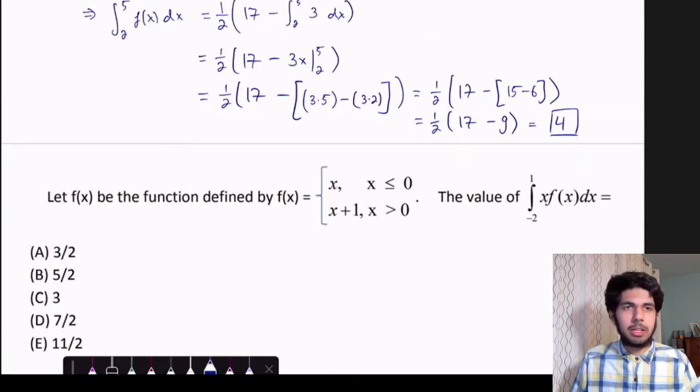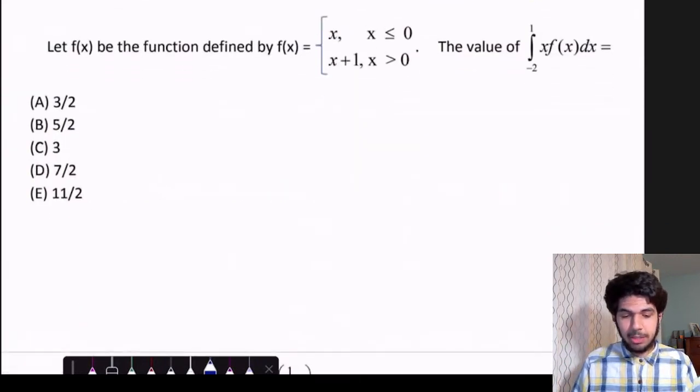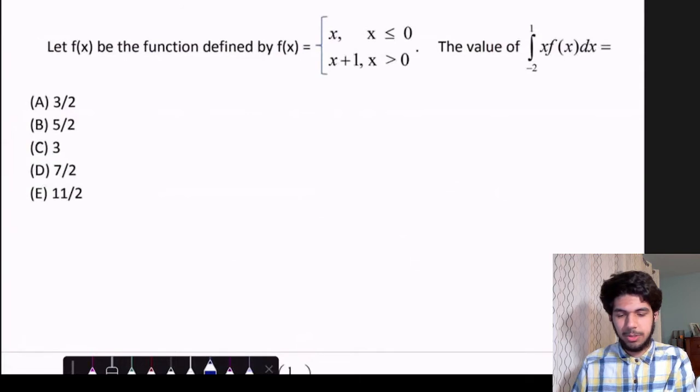And yeah, so just being comfortable with that, pulling constants out and splitting it apart when we see addition and subtraction, you should be feeling comfortable with that. So this next question will also test our integration properties and how well we know it.